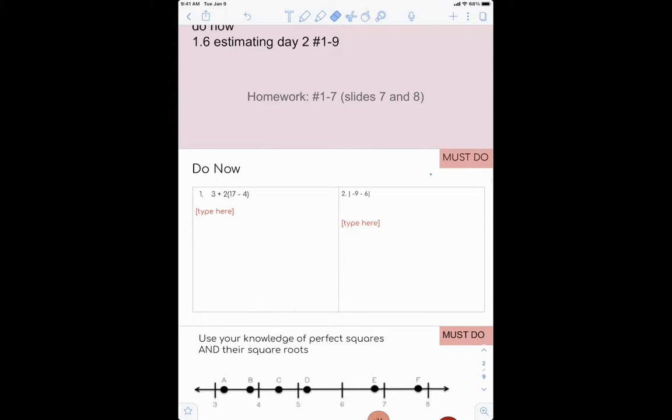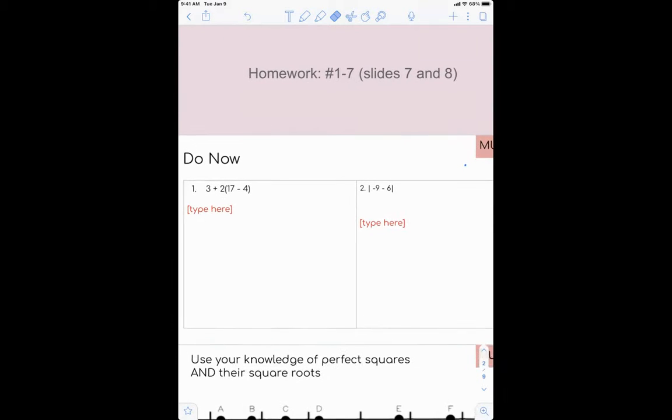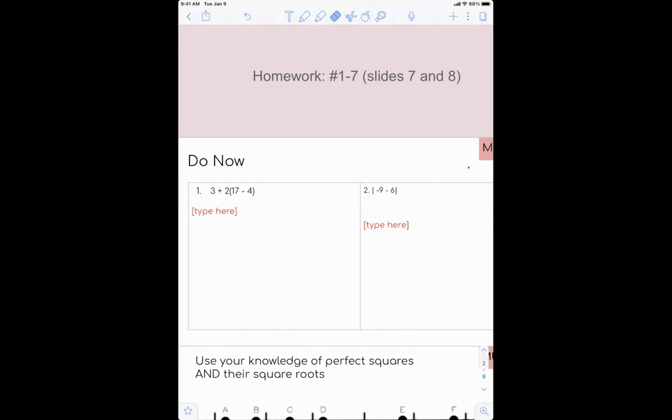So the first thing we're going to do is complete the do now problems. We're going to use the order of operations. If you remember, the order of operations is PEMDAS, and there are 4 steps: parentheses, exponents, multiplication and division, and then addition and subtraction, and we complete these left to right.